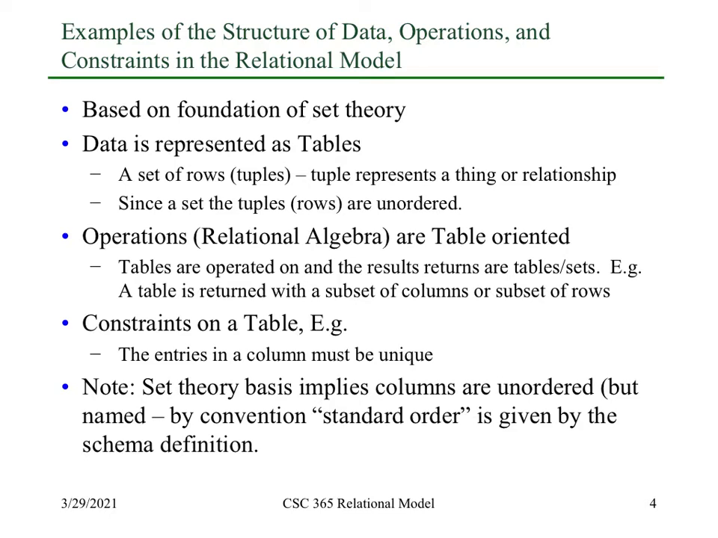In other words, what do I mean by that? They take tables, operate on them, and then return tables. So a table is returned perhaps with a subset of columns or a subset of rows, or after some manipulation of the table. One of the things that we won't talk about until later are constraints on the table, namely that the entries in a column must be unique. That's for a particular attribute, which would be a key, what's called a key. Finally, because it's set theory, I want to emphasize that everything is unordered here. The columns are unordered, but they're named, so we know what data is in each column. Okay, and the tuples are also unordered.